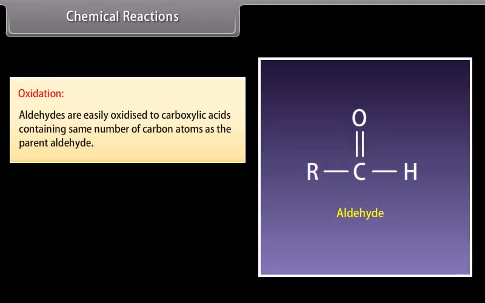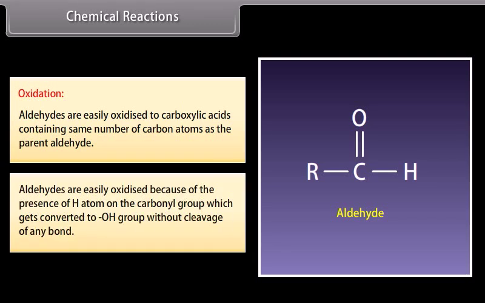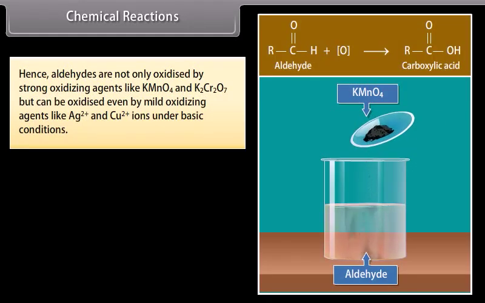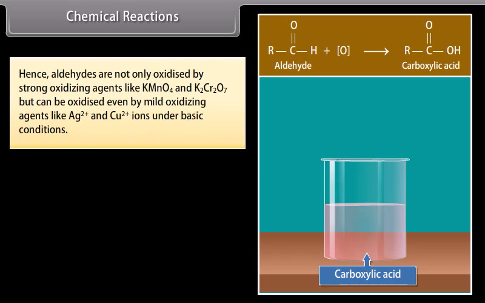Chemical reactions. Oxidation. Aldehydes are easily oxidized to carboxylic acids containing same number of carbon atoms as the parent aldehyde. Aldehydes are easily oxidized because of the presence of hydrogen atom on the carbonyl group, which gets converted to OH group without cleavage of any bond. Hence, aldehydes are not only oxidized by strong oxidizing agents like potassium permanganate and potassium dichromate, but can be oxidized even by mild oxidizing agents like Ag+ and Cu2+ ions under basic conditions.